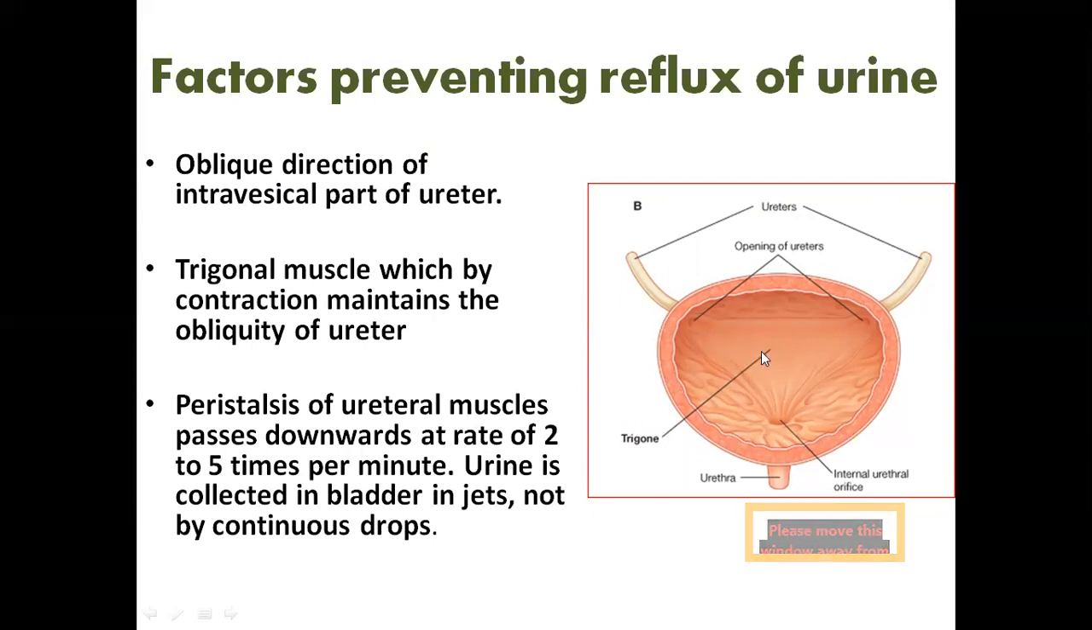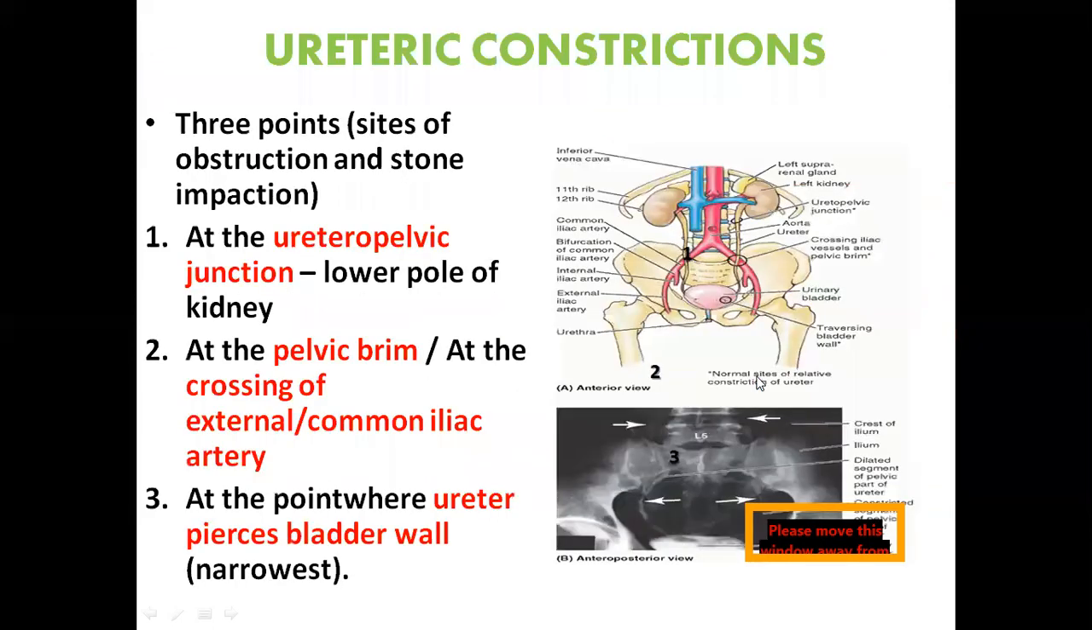This triangular area we know is the trigone. The muscle here is the trigonal muscle, which by contraction maintains the obliquity of the ureter. Peristalsis of ureteral muscles passes upwards to downwards at a rate of 2 to 5 times per minute. Urine is collected in the bladder in jets, not by continuous drops.